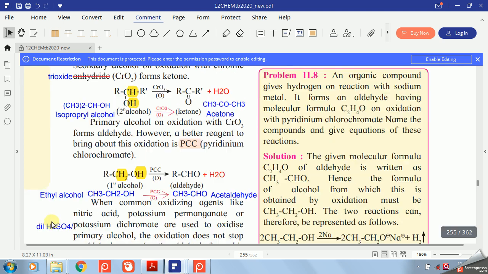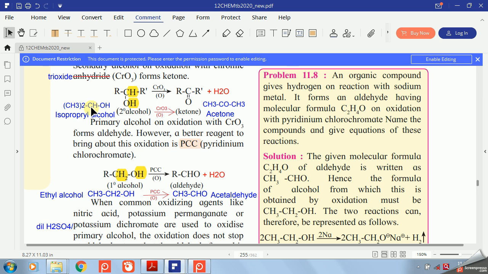So your compound, the primary alcohol, is CH3CH2OH, ethyl alcohol, and the product is CH3CHO, acetaldehyde. What is the IUPAC name of ethyl alcohol? Ethanol. Two-carbon ethane, replace E by OL. And here, a two-carbon aldehyde: two-carbon alkane ethane, replace E by AL because it is an aldehyde. Now how will you write the IUPAC name of isopropyl alcohol?